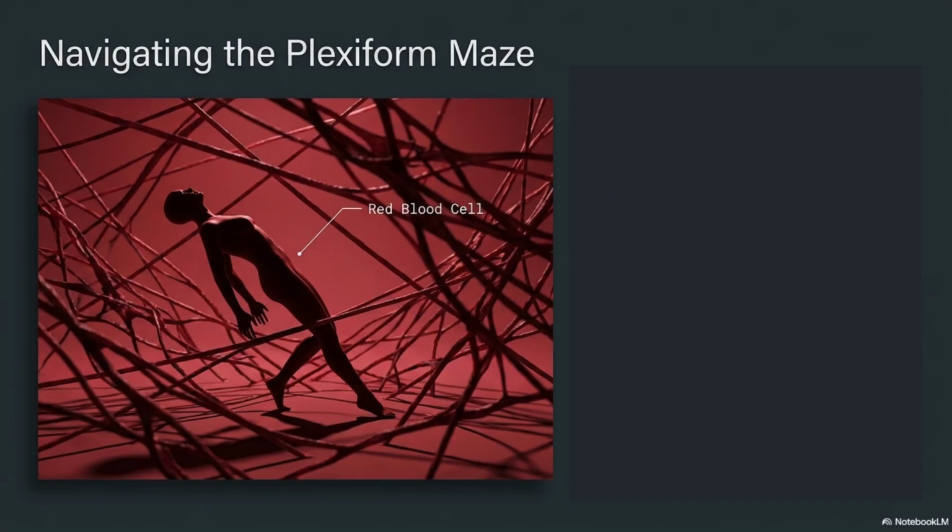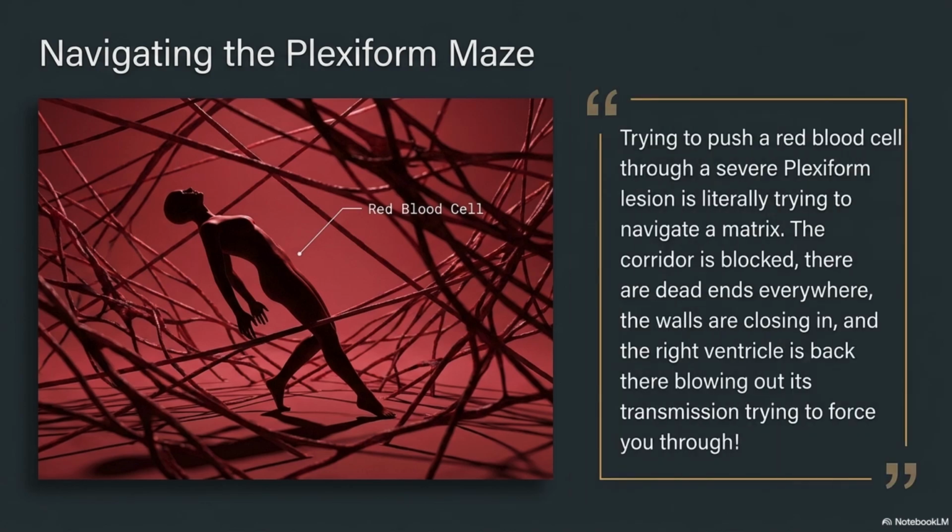To truly understand the hemodynamics here, imagine navigating the plexiform maze from the perspective of our RBC. Trying to push an RBC through a severe plexiform lesion is literally trying to navigate a matrix. The corridor is blocked, there are dead ends everywhere, the walls are closing in, and the right ventricle is back there blowing out its transmission trying to force you through.